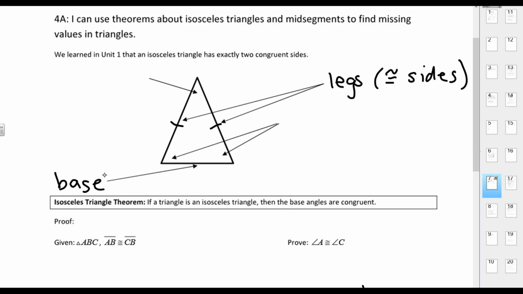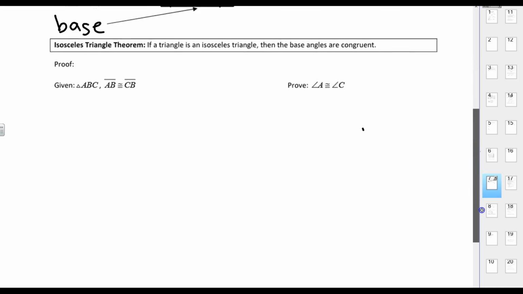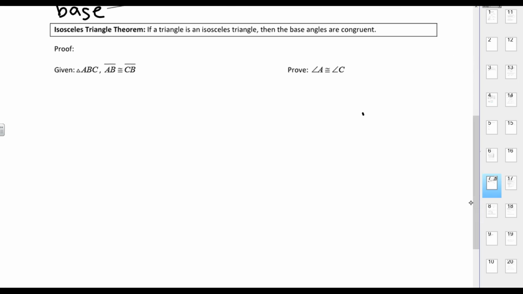That's my non-congruent side. Now, angle-wise, you have the vertex angle at the top, and it's included between your two congruent sides, and then you have your base angles at the bottom. And your base angles actually happen to be congruent. So this guy would be congruent to this guy. Now we actually are able to prove that. We know that if a triangle is an isosceles triangle, then the base angles are congruent. We can prove this actually.